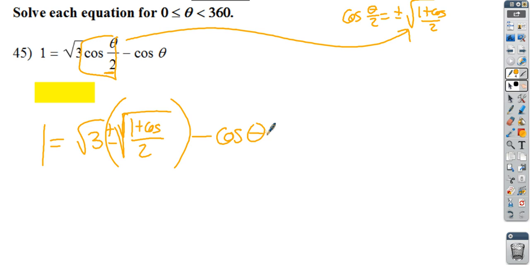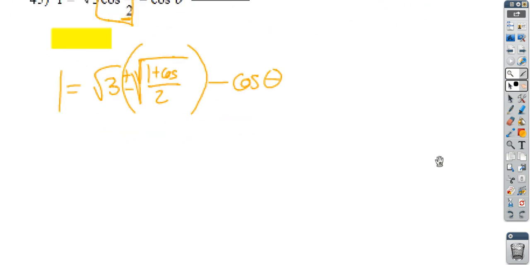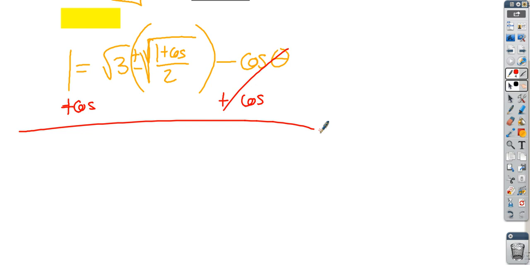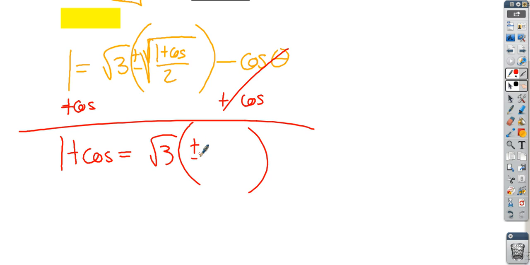Okay, here's the other important thing. Before we square this, if we square it in its current form, that would be a bad idea because it's going to be very messy to have to FOIL out the right side. So here's my recommendation. First thing is move this over to the other side, so that way it makes it easier to square. So we have 1 plus cosine equals radical 3 times this thing. And you might say, well, that still looks pretty bad to square, but actually it's not too bad, as you'll see. So let's square both sides.